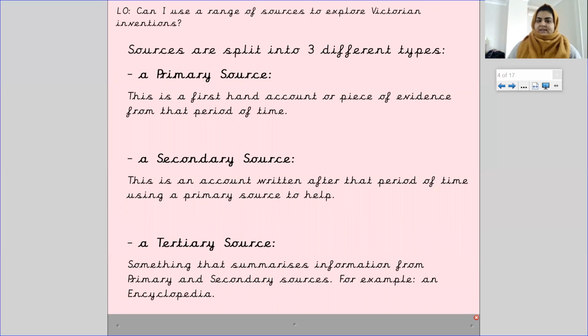And then a tertiary source, something that summarizes information from primary and secondary sources. For example, an encyclopedia. If you had an encyclopedia in front of you, that would be a tertiary source, because that means they looked at first-hand experiences, and then they looked at someone else's second-hand source, and then collected all the data and the information and then created their own.